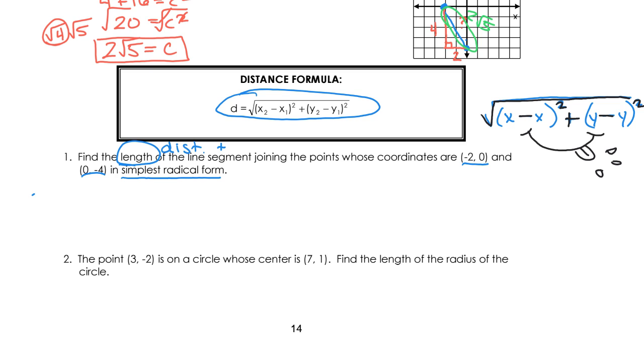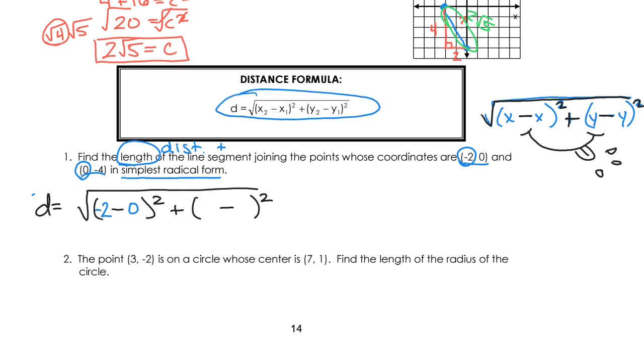We're going to go ahead and get the structure of our formula first. It's a big, long square root sign. Technically, it's D equals, D for distance. I always get the structure of the formula first on my paper before I plug anything in, just like I do for midpoint. Then remember that x's come first, so it's -2 and 0, and the y's come second, which is 0 and -4.